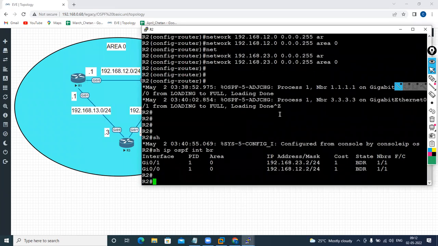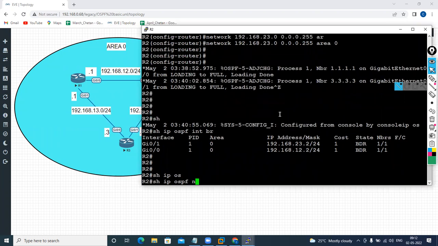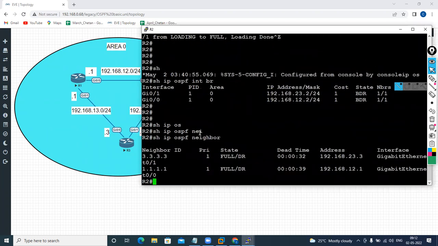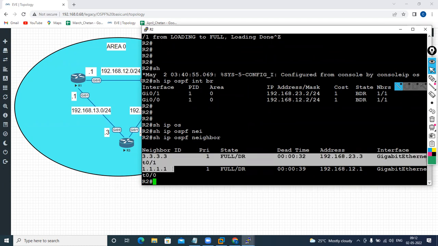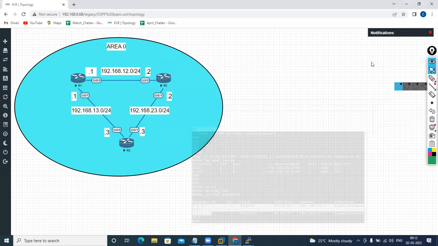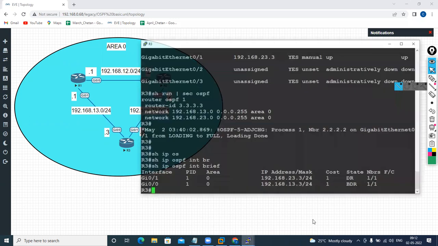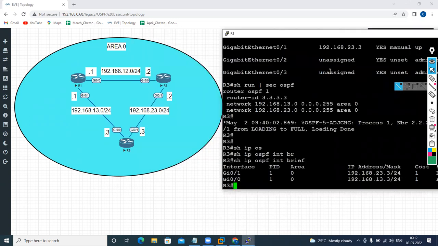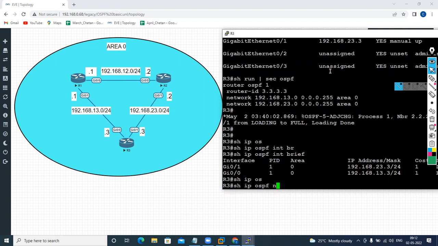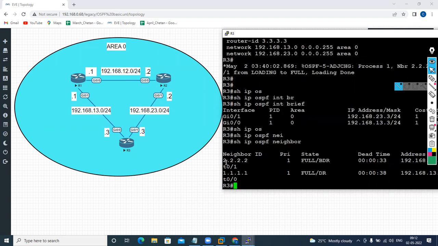So go to R2, check the neighborship. Show IP OSPF neighbor. I have two neighborships, 0.0.0.3 and 1.1.1.1, with both the neighbors. And even on R3, we have two adjacencies, to 2.2.2.2 and 1.1.1.1. Done.